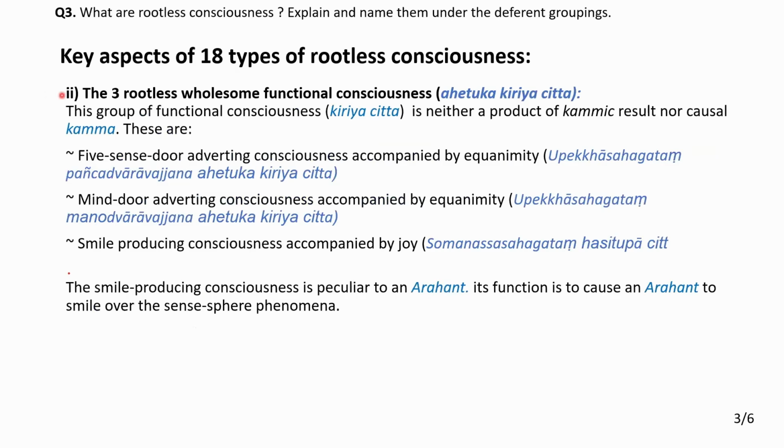This should be the third group, a mistake here. The three rootless functional consciousness, ahetuka kriya citta. This group of functional consciousness is neither a product of karmic result nor causal karma. These are the five sense door averting consciousness accompanied by equanimity, the mind door averting consciousness accompanied by equanimity, and the smile producing consciousness accompanied by joy. The smile producing consciousness is peculiar to an arahant. Its function is to cause an arahant to smile over sense sphere phenomena.